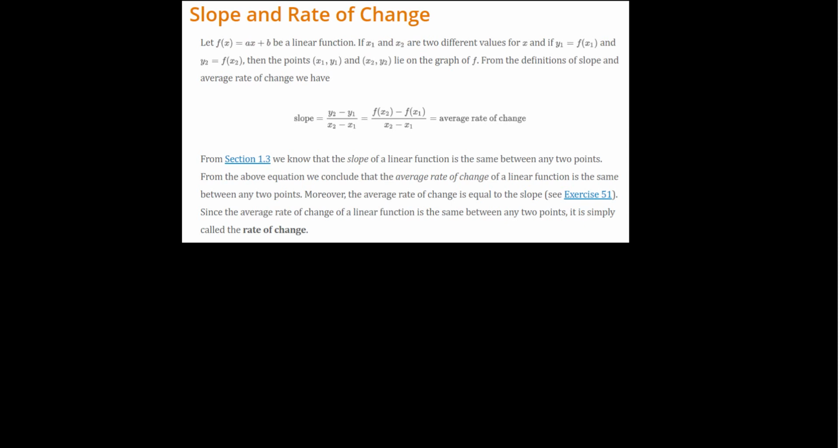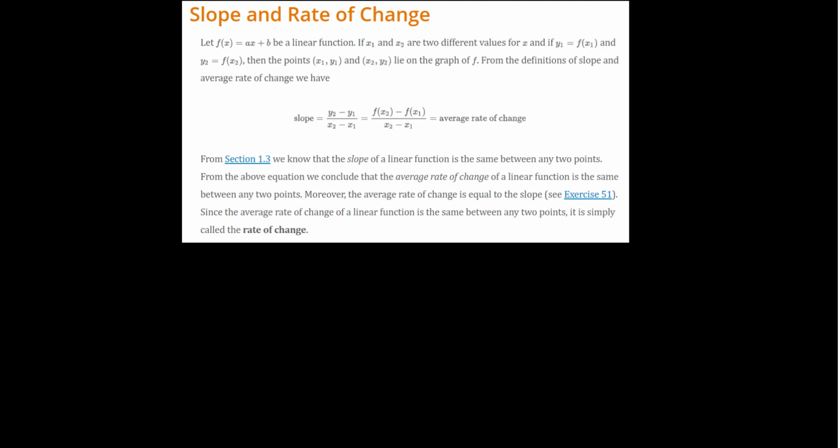So slope and rate of change. If we let f of x equal to ax plus b be a linear function, then we know that having x1 and x2 being two different values for x, and if y sub 1 is equal to f of x sub 1, so basically saying if we plug in that first value of x, we get a y1. So the subscripts match. Then we have the points x1, y1. This is basically point 1. Okay, so x sub 1, y sub 1 means the x and y values of the first point. And we have x sub 2, y sub 2. These are the values of the second point. So they lie on the graph of f.